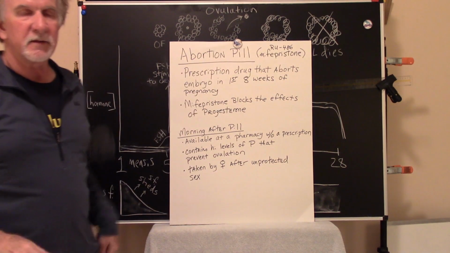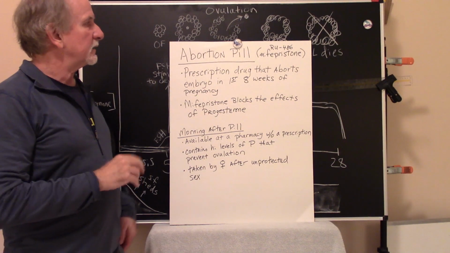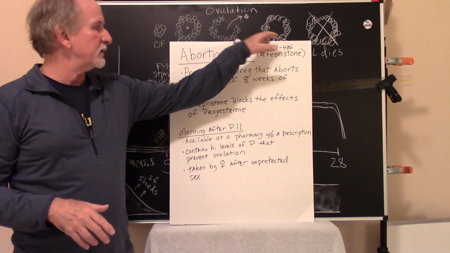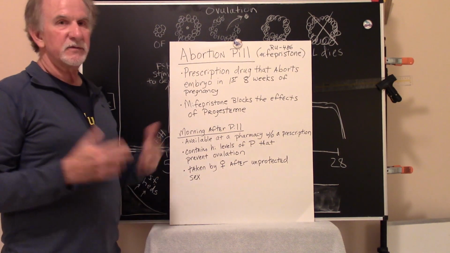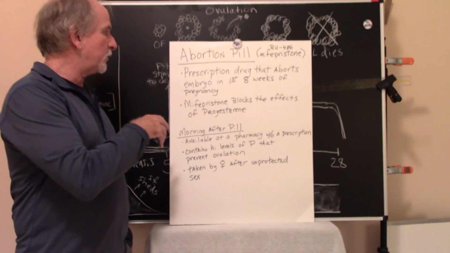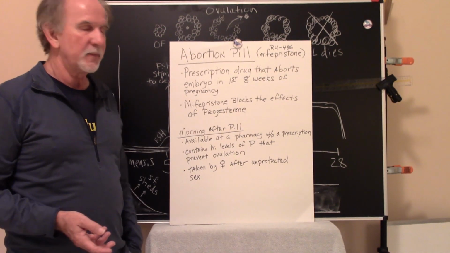There is a pill that females can take to abort a pregnancy. It contains a drug called mifepristone, occasionally called RU-486. This obviously is a prescription drug that, when taken, will abort an embryo in the first 8 weeks of pregnancy.